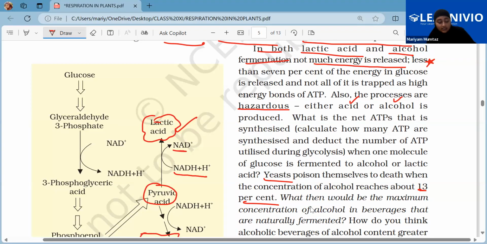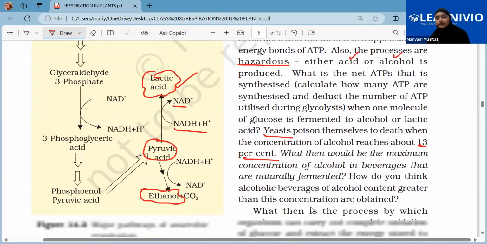Okay, now this yeast will actually poison itself when the concentration of alcohol in any drink or any food substance reaches 13%. So naturally, we can understand this one thing, that in all the alcoholic drinks that are naturally fermented, meaning that are made after natural fermentation, what will happen? The maximum concentration of alcohol will be 13%, not more than that. Clear?